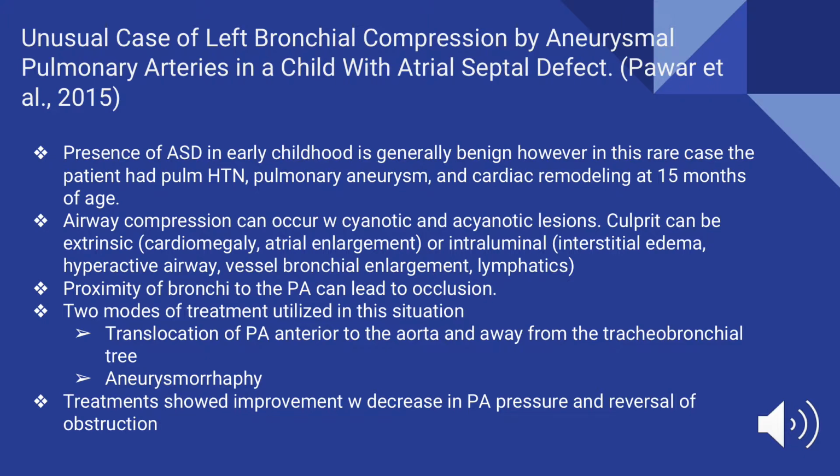The proximity anatomically of the bronchi to the pulmonary artery can lead to occlusion, and in this scenario, 2 modes of treatment were utilized to aid that situation. One was translocating the pulmonary artery anterior to the aorta so that it is away from that tracheobronchial tree, so it no longer is compressing on that, and also the aneurysmorrhaphy. The treatments showed improvement with decrease in PA pressure and reversal of obstruction.